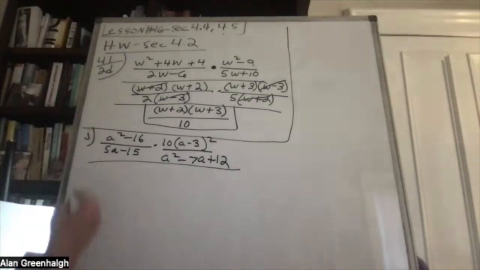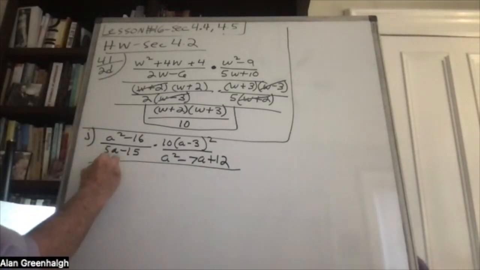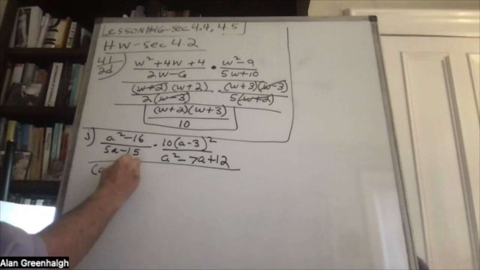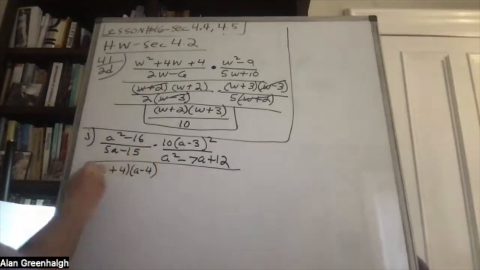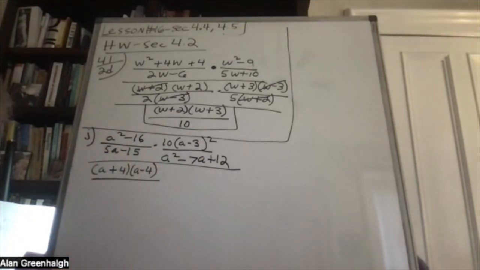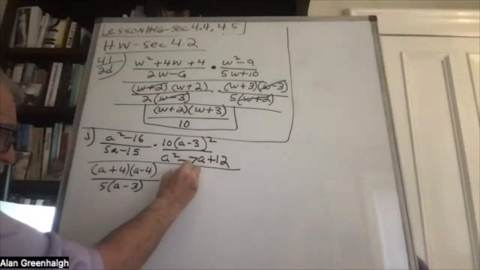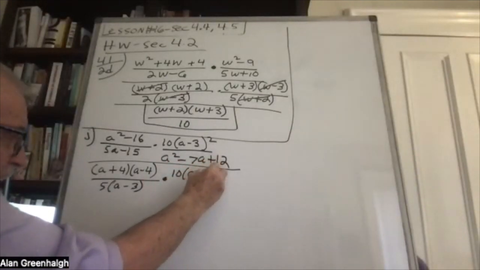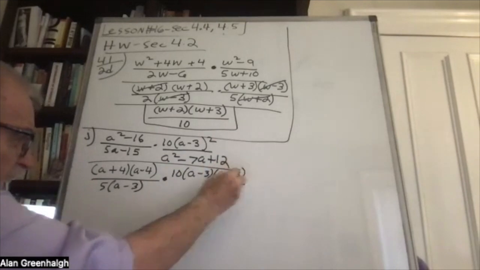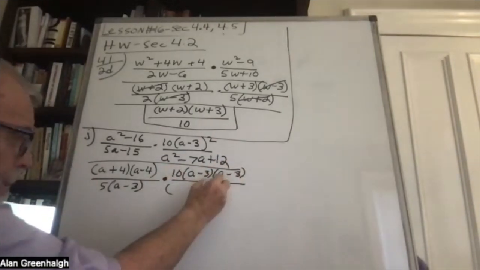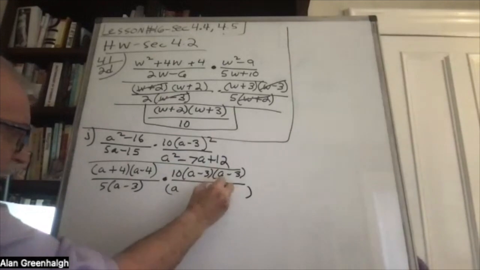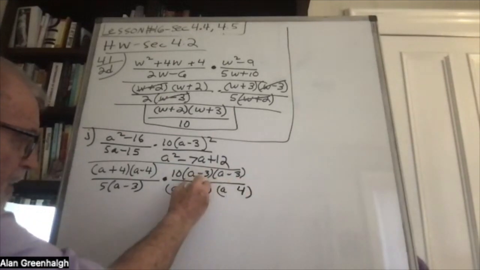So this is a difference of two perfect squares, a plus 4, a minus 4. That's a good endeavor for you if you have some time this weekend. Simply focus on factoring. And then 5 times a minus 3, and then 10 times a minus 3 times a minus 3 divided by a and 4 and 3.